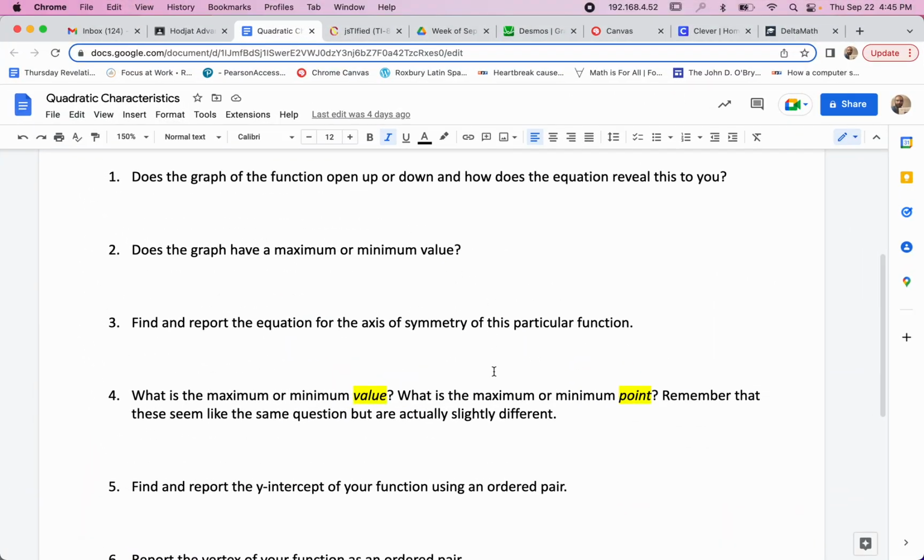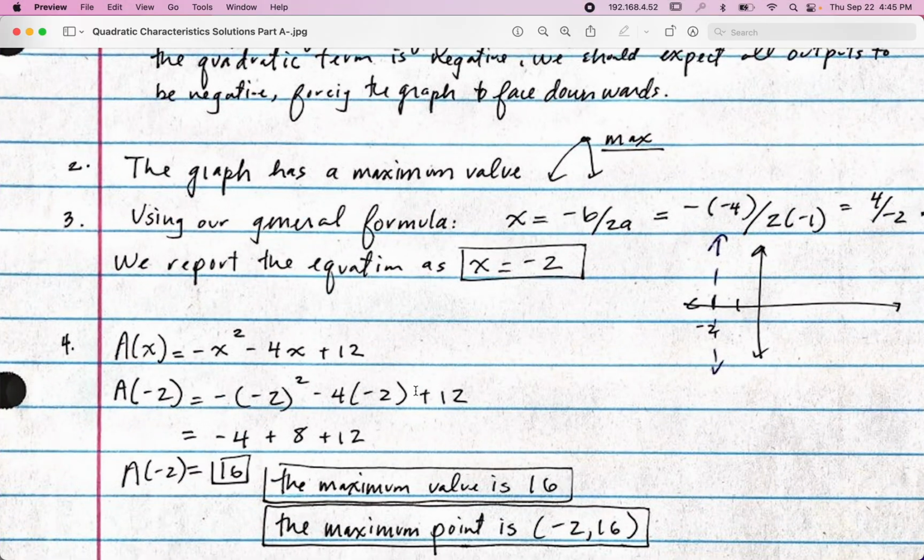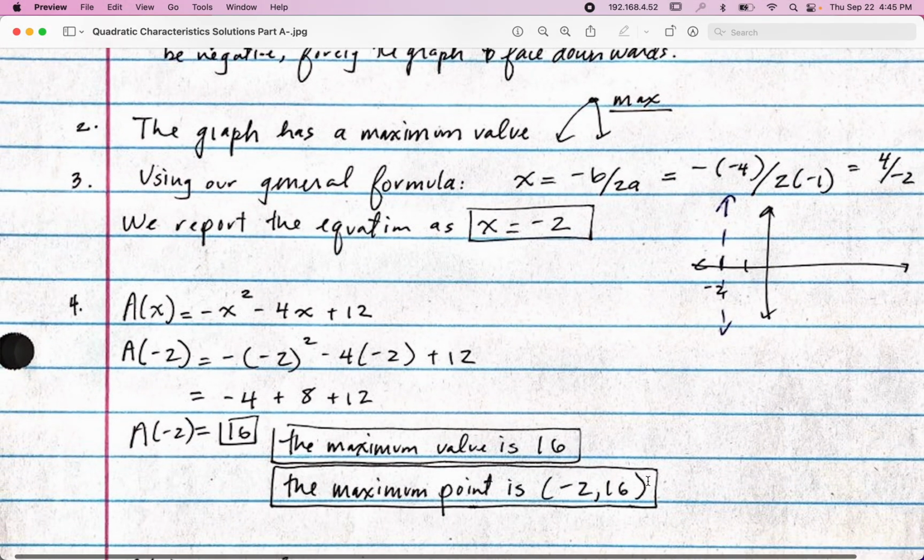Subsequently, I ask you what the maximum point is. I'm kind of ignoring the word minimum. Doesn't apply in this case. And now the word point connotes that I'm looking for an ordered pair. So the ordered pair is negative 2 comma 16. That also happens to be the vertex of this parabola, the maximum point.